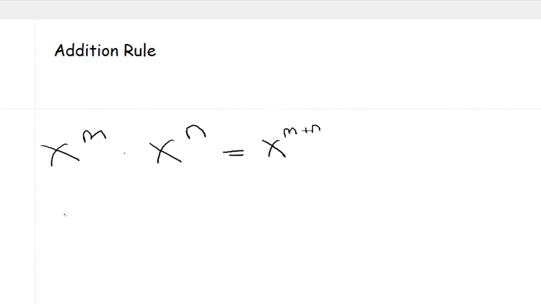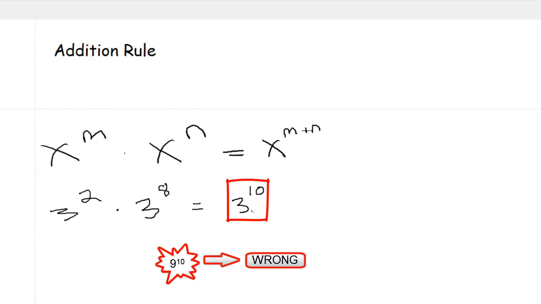And so let's just use a simple example with numbers. So 3 squared times 3 to the 8. And so using our rule here, we should have 3 to the 10. And really what's going on, and some of the mistakes that happen, is a lot of people will multiply the two bases together and get 9. But we already are multiplying when we're adding these exponents.